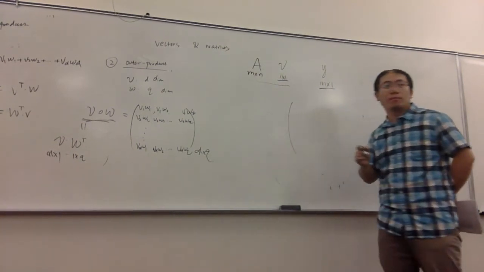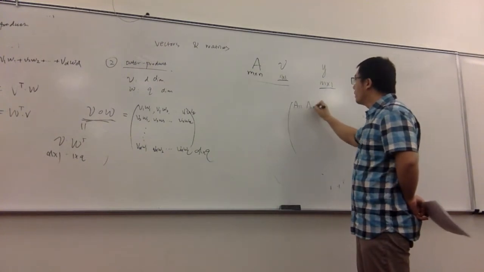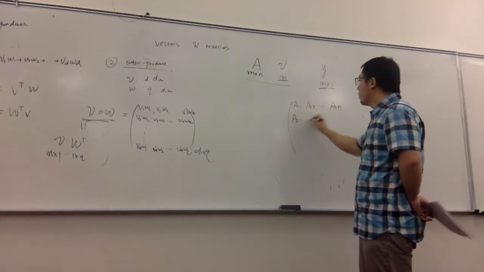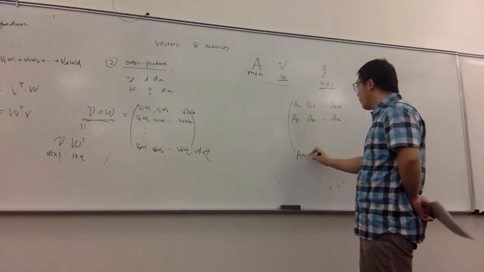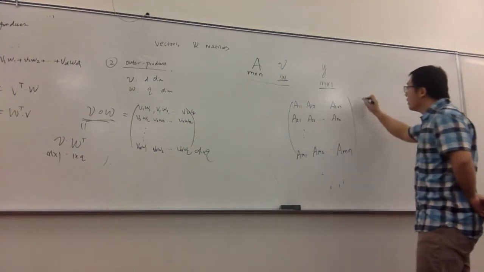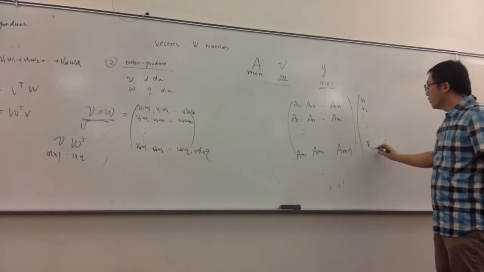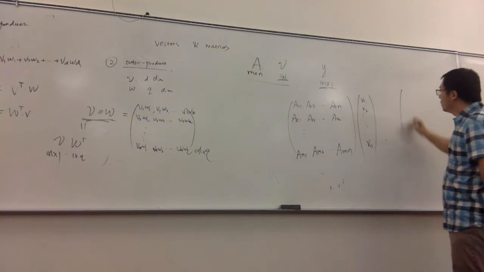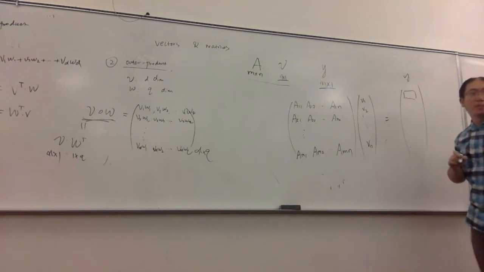We can just follow the definition of matrix multiplication. So this is A11, the first row, A11, A12 to A1n. Second row, A21, A22 to A2n. And last row, Am1, Am2 to Amn. Then you multiply this column vector, which is v1, v2 to vn. So the result is y. So how can we compute the first element in y?